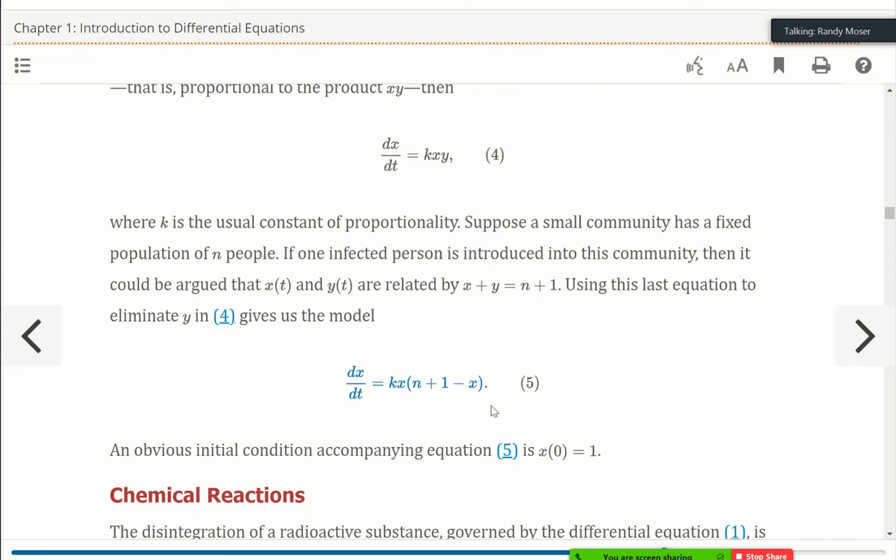And so we can rewrite this differential equation. Everywhere we see a y, just replace the expression for x, and we get that the rate of change of those infected with respect to time is a constant times x times n plus 1 minus x. And then of course the obvious initial condition here would be we started with just one person that was sick initially, so the number of people infected at time 0, which is x of 0, would be equal to 1.